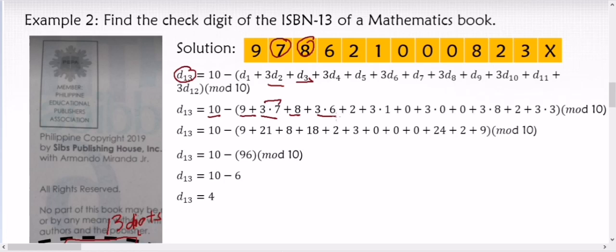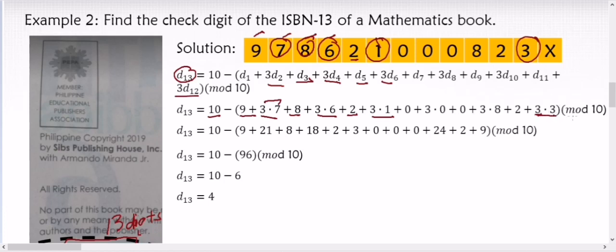Then we have 3 times 6 because we have 3 D4. So, 3. Then D4 is the fourth digit. So 1, 2, 3, 4. This is the fourth digit. So we have 3 times 6. Then D5, wala siyang imumultiply. So D5 lang, 2. So copy natin 2. And then 3 times 1 because 3 times D6. Ito yung D6 natin. Okay, hanggang makaabot tayo dito sa 3 D12. So we have 3. Copy natin 3. Then D12 natin ay ito, yung last digit natin dito, which is 3. So we have 3 times 3.